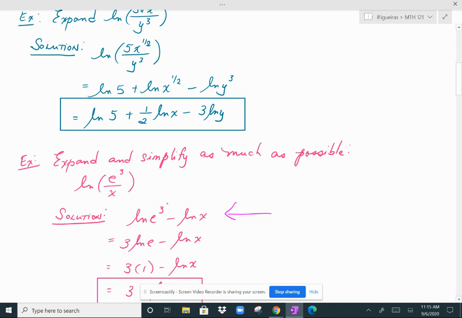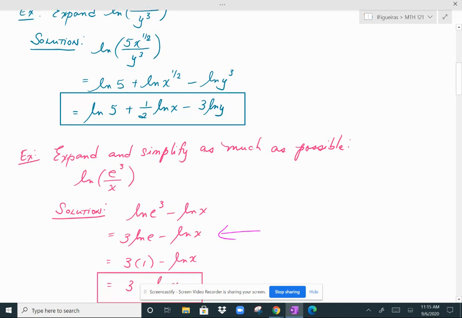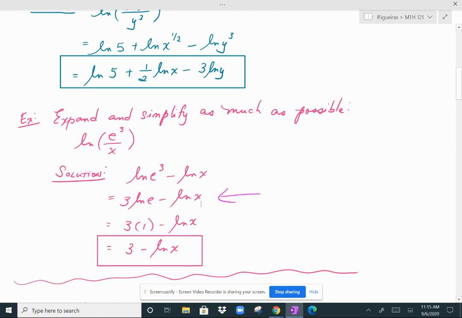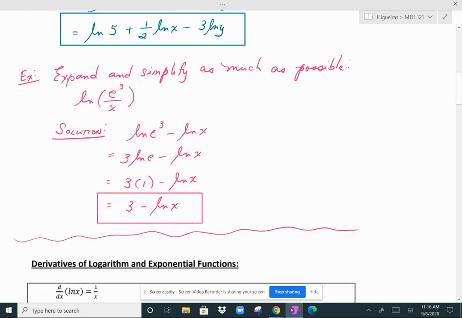And then I put the exponent in front on this next line. So I have 3 ln of e minus ln of x. And then, as I mentioned a minute ago, ln of e is just equal to 1. So I did that replacement in the next line. So you're left with a final answer of 3 minus ln of x.